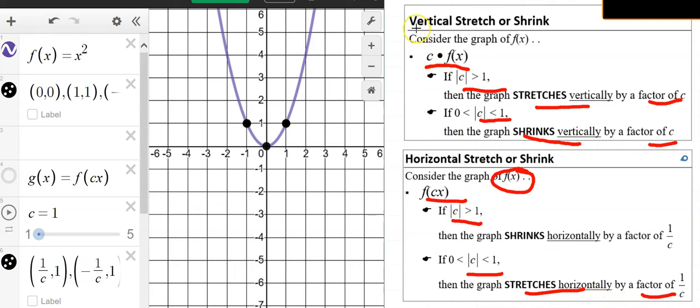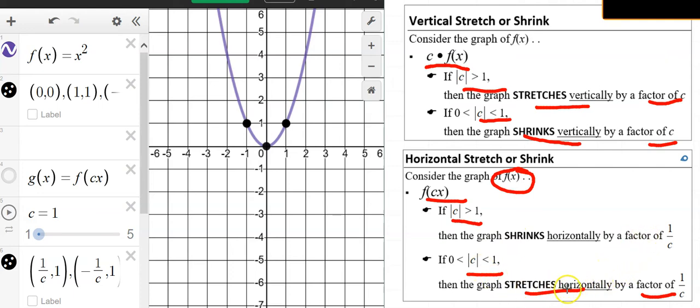So going back to the vertical stretch or shrink, if c is bigger than 1, then we're going to have a vertical stretch. If c is under 1, then we're going to have a vertical shrink. For the horizontal stretch or shrink, it's backwards. If c is bigger than 1, then we're going to have a horizontal, not stretch, but shrink. If c is under 1, we're going to have a horizontal, not shrink, but stretch, and they're both by a factor of 1 over c.